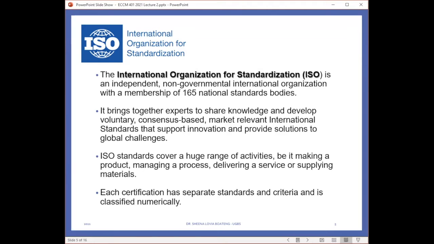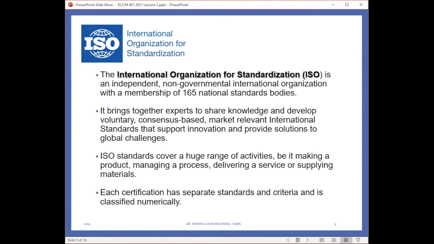So ISO standards cover a huge range of activities. And as we will learn very soon, there are so many different standards that the International Organization for Standardization has. So depending on the area or sector that your organization operates in and the certification that you believe will help your business, you can decide to be certified for as many as 3 or 4 or 5, depending on how you think it will be able to support you in your objectives to achieve innovation and provide solutions for global challenges.